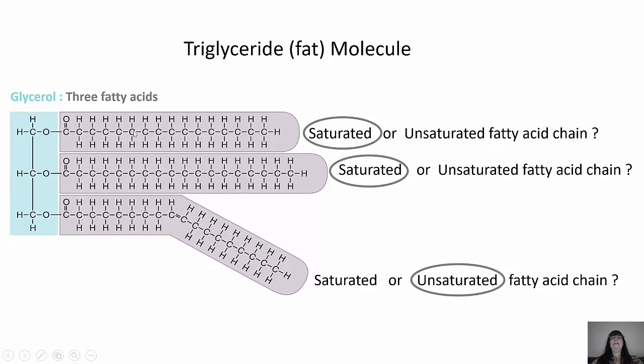You want to look for bonds throughout the tail here, in the tail. So here's a double bond. Double bonds will also kink the fatty acid. That's why this has a kink in it.